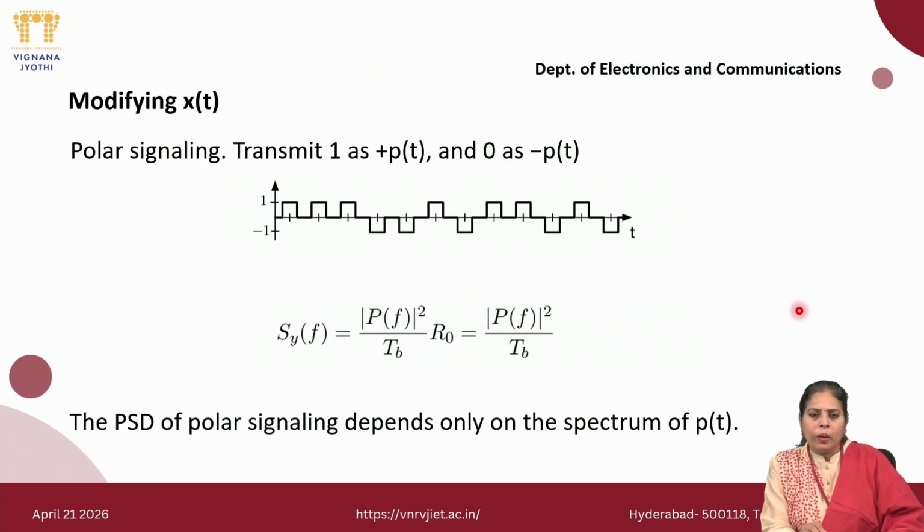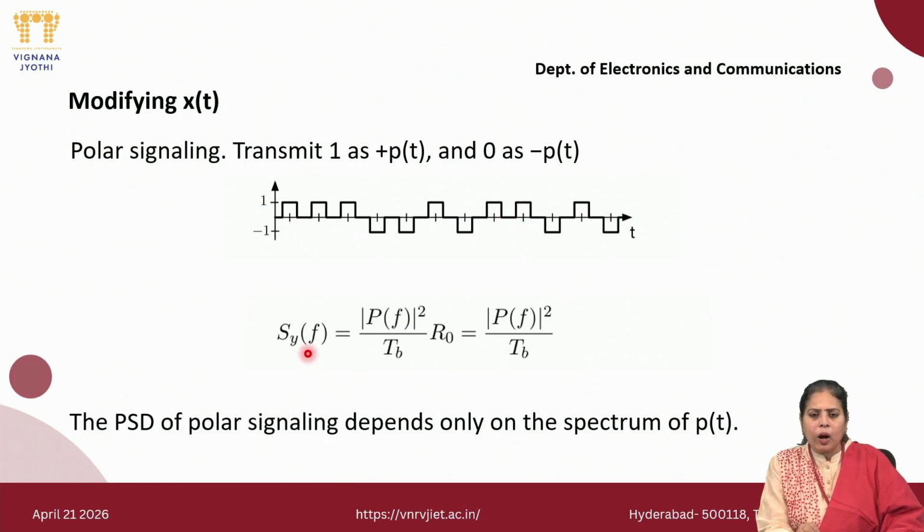Now that was modifying our pulse p(t) using non-return to zero or return to zero format. We can also shape the bandwidth of the output signal by changing our value of x(t). For example, in a polar signaling format, as we all know, for 1 we transmit a positive pulse, for 0 we transmit a negative pulse. And for some sequence, the signal will look like this on the channel.